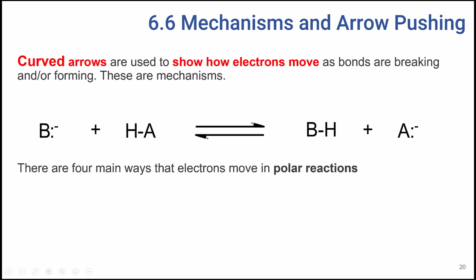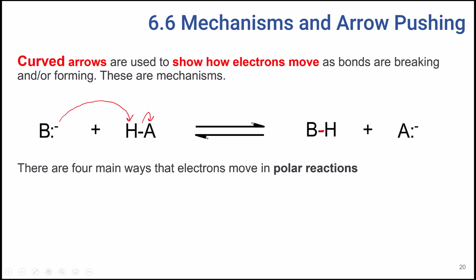So what I just showed you are what we call curved arrows, and these are used to show how electrons move as bonds are breaking or they're forming. So these are the mechanisms. There's 4 different ways that we can move electrons in polar reactions. We've seen already how an acid and base mechanism works. The base is going fishing for the proton in the acid, which then becomes this new bond here, and we get the lone pair added onto the acid.